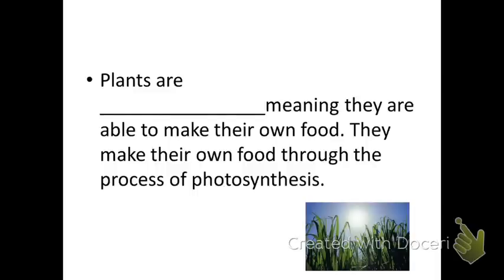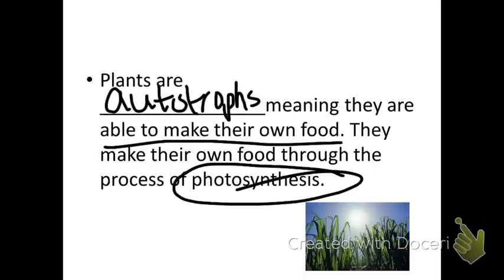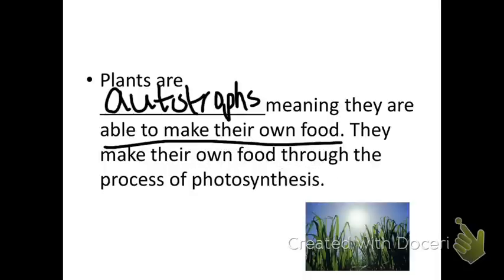Alright, so let's remember that plants are considered to be autotrophs, and that is a scientific word that we use to simply say that that is an organism that makes their own food. Okay, and it just so happens that plants are able to make their own food through the process of photosynthesis, which I'm sure you've learned a little bit about before. So we're going to review that and go into a little bit more detail than you've probably talked about before.